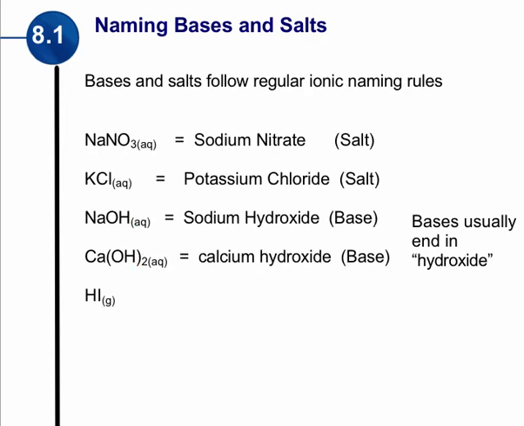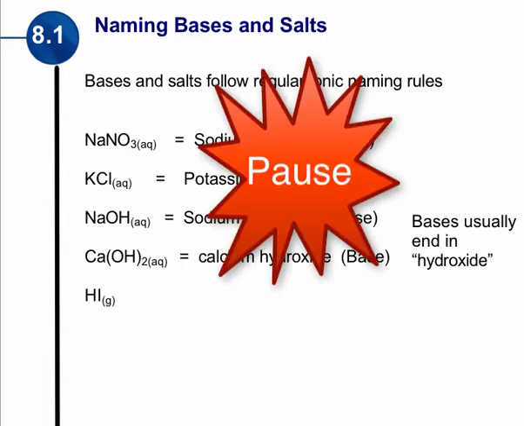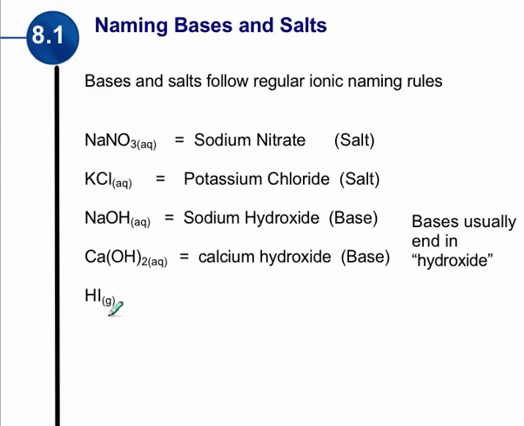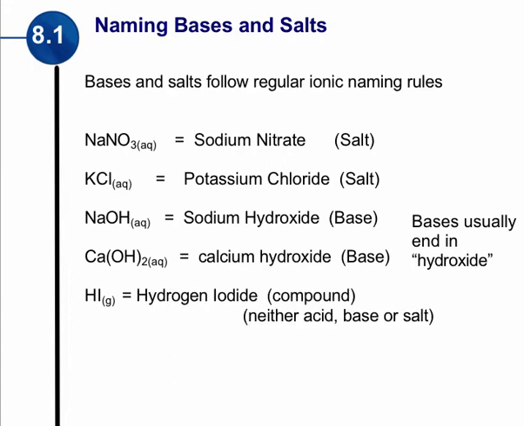One last one. Try this last example on your own as well. Now this one, though, has a g, which means this isn't an acid, a base, or a salt. This is just hydrogen iodide, and if it's in the gas form, the g form, it is just a compound, which means it's neither an acid, nor a base, nor a salt. That g is very, very important.